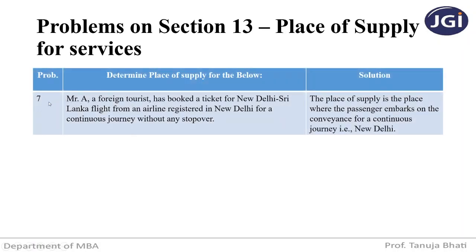Next, problem number 7. Mr. A, a foreign tourist, has booked a ticket from New Delhi to Sri Lanka on a flight from an airline registered in New Delhi for a continuous journey without any stopover. So the place of supply is the place where the passenger embarks on a conveyance for a continuous journey. Therefore the place of supply is New Delhi. So depending on the provision, you can solve and find out the place of supply for any problem.